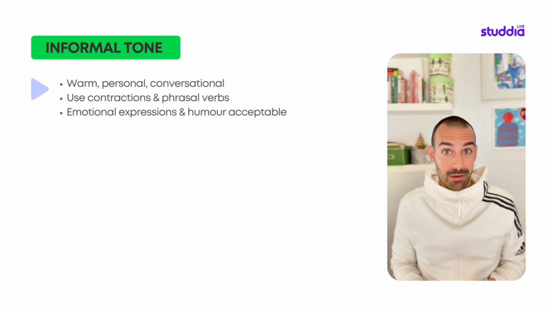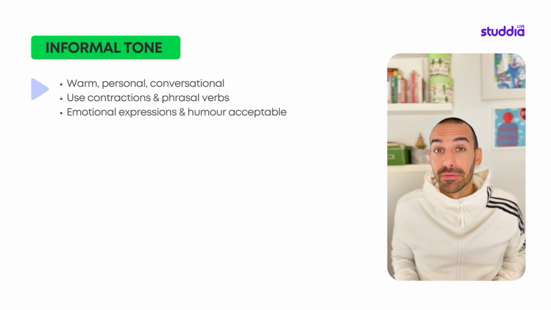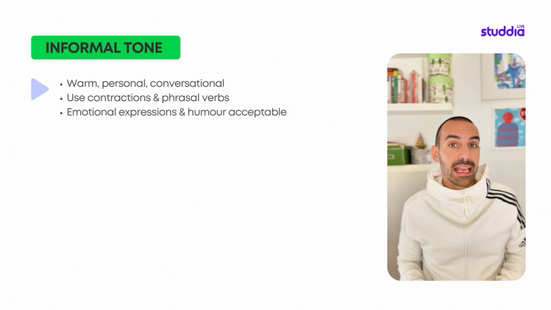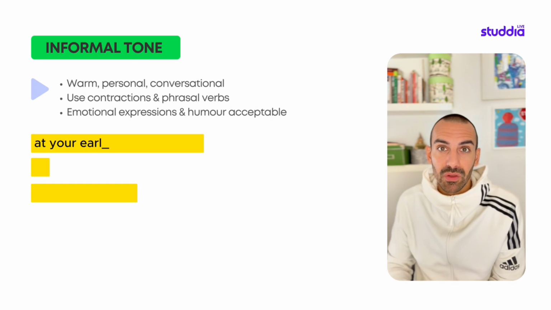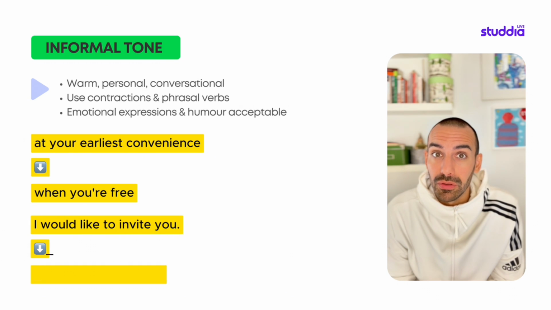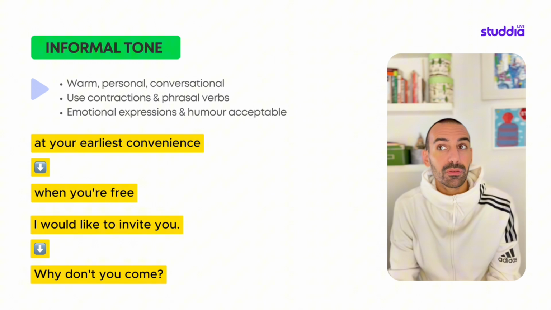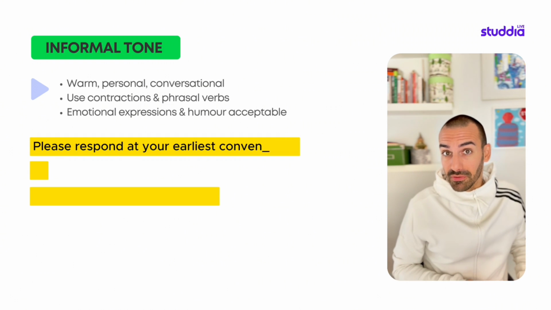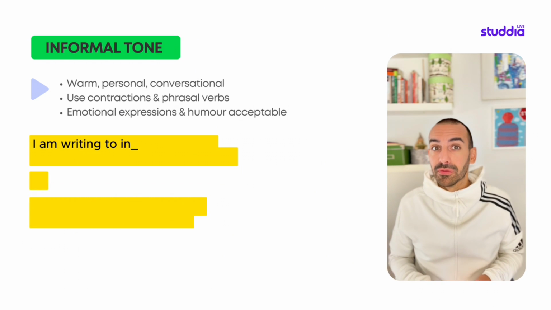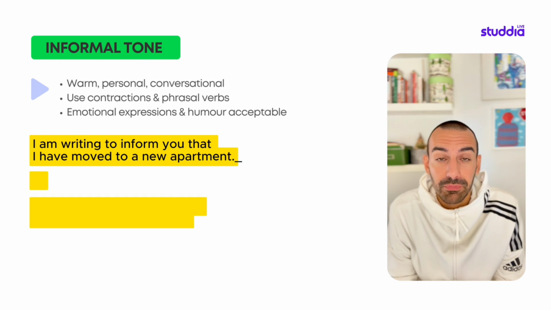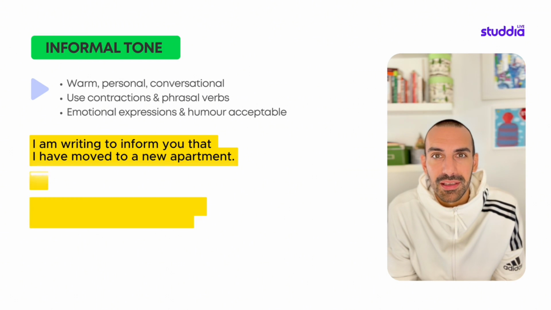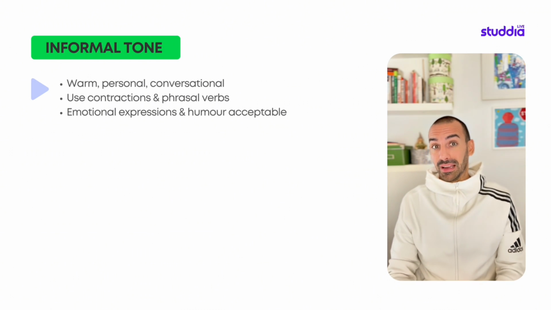Of course, the vocabulary is completely different from formal writing. You use everyday words instead of formal ones. So instead of saying at your earliest convenience, you'd simply say when you're free. Instead of I would like to invite you, you'd say, why don't you come? Instead of please respond at your earliest convenience, you'd say write back as soon as you can. Instead of I'm writing to inform you that I have moved to a new apartment, you'd say just wanted to let you know I moved to a new place. See how that sounds much more natural and friendly.